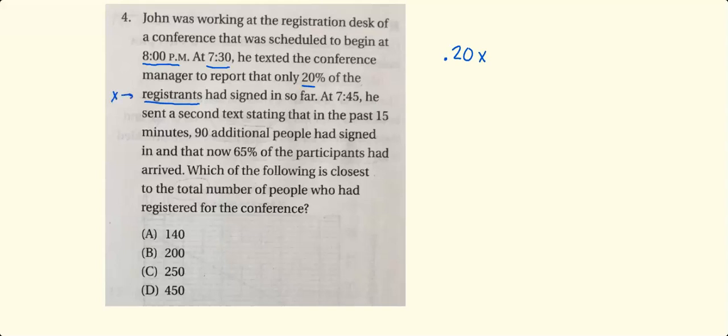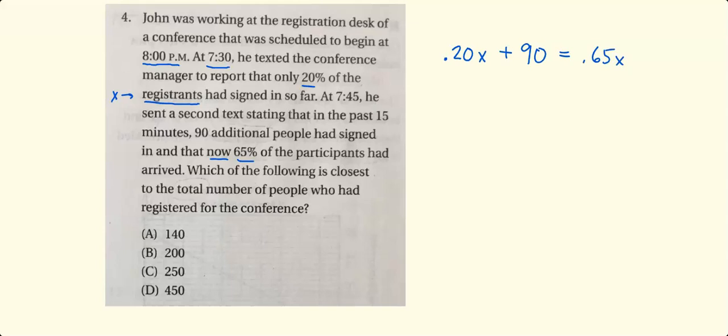At 7:45, he sent a second text saying that in the past 15 minutes, 90 additional people had signed in. So plus 90, and now 65% of the participants had arrived. So 20% of the participants plus 90 is going to equal 65% of the participants.